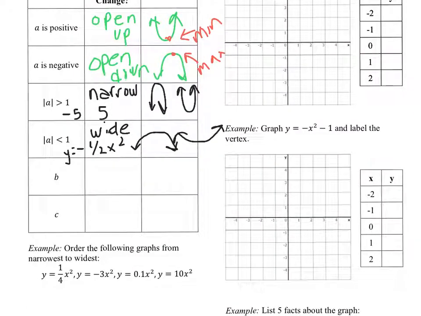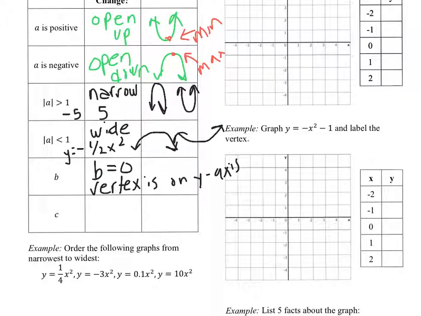Now b affects the graph. It affects where the vertex is going to be. If b is 0, then the vertex is on the y-axis. The vertex is the minimum or the maximum. A minimum value is right here, a vertex, and right here is a vertex. So if b is 0, so if there's not a b value, then the vertex is on the y-axis.